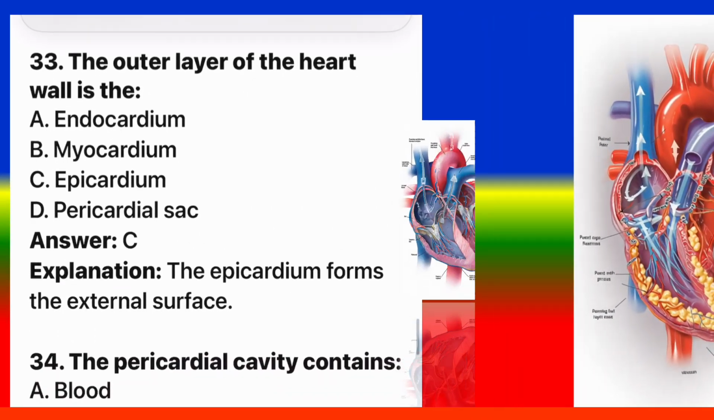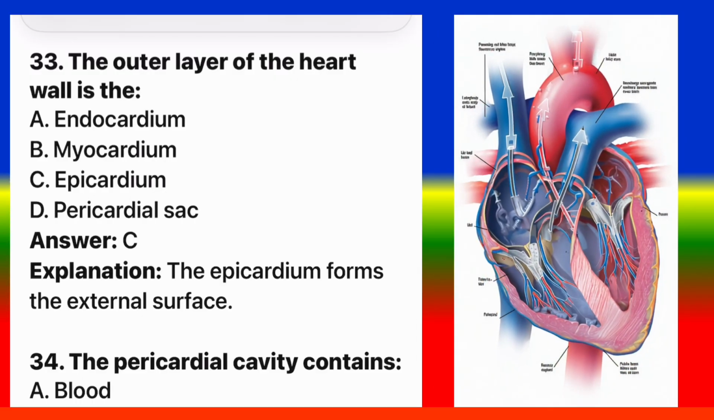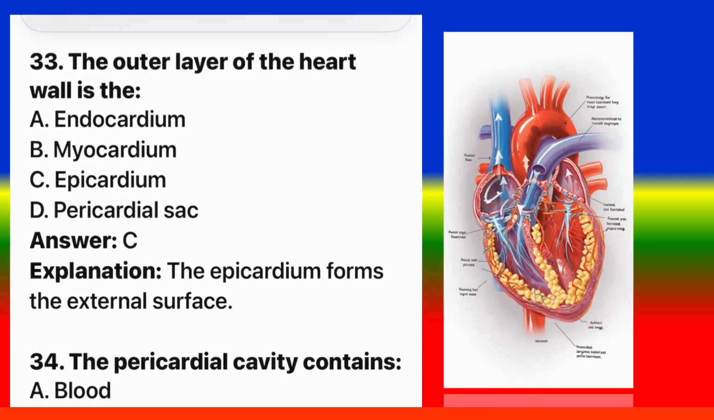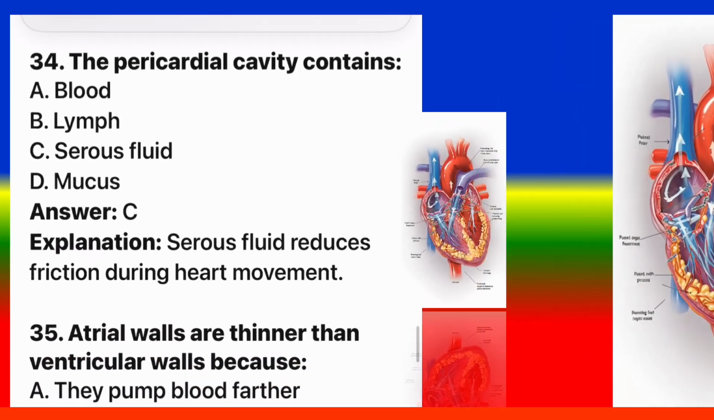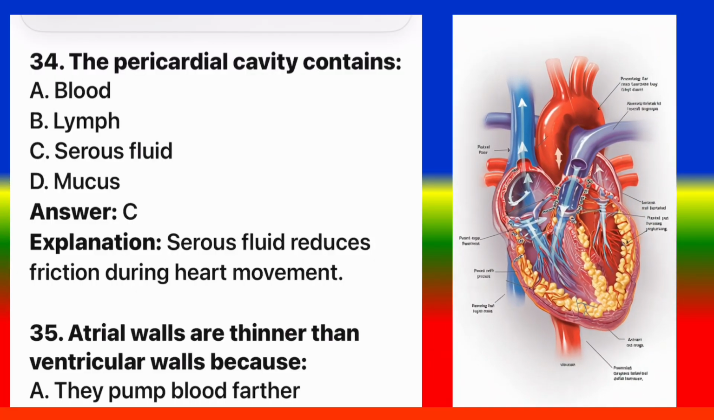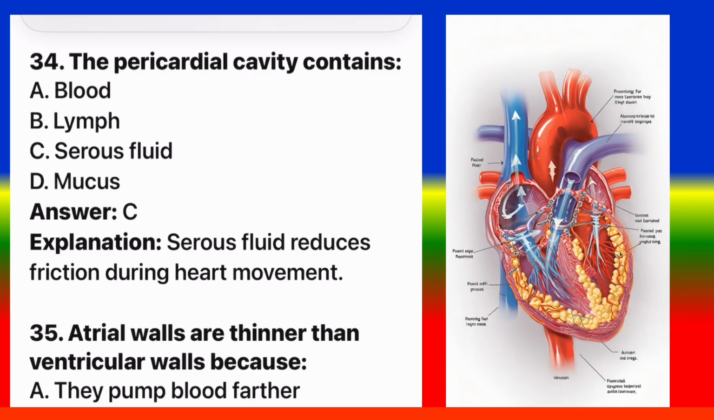33. The outer layer of the heart wall is the A. endocardium, B. myocardium, C. epicardium, D. pericardial sac. Answer C. Explanation: the epicardium forms the external surface. 34. The pericardial cavity contains A. blood, B. lymph, C. serous fluid, D. mucus. C. Explanation: serous fluid reduces friction during heart movement.